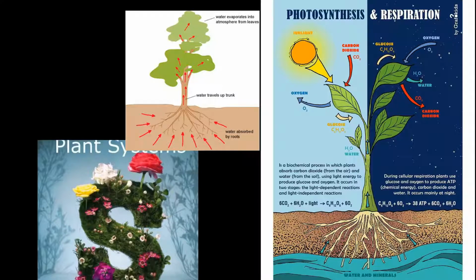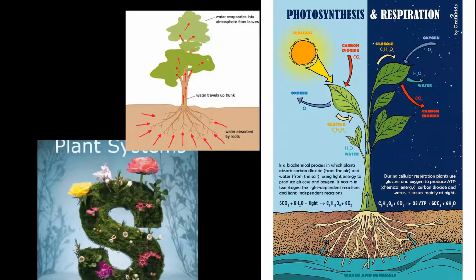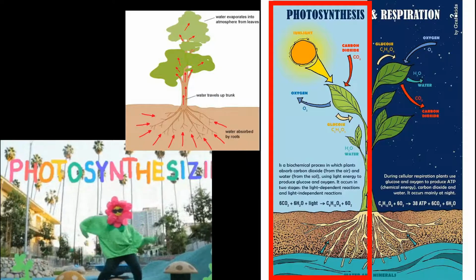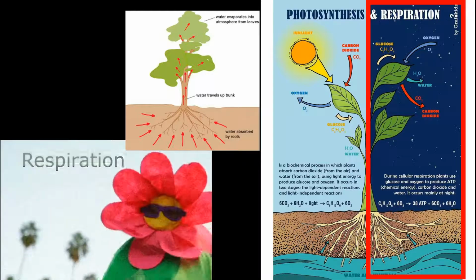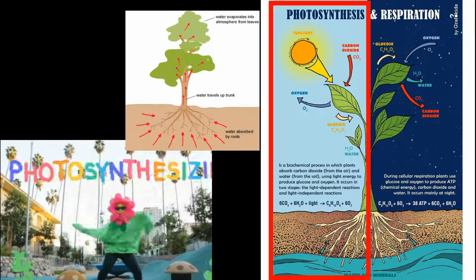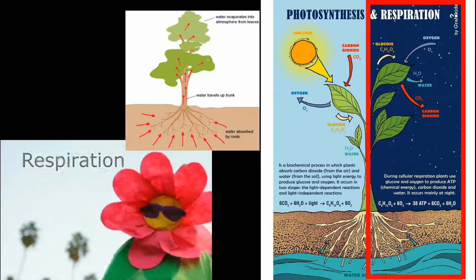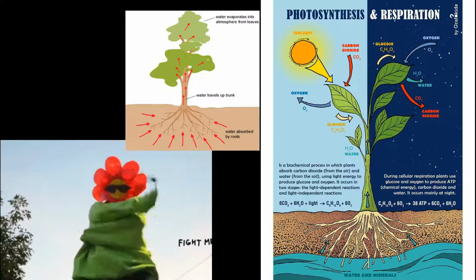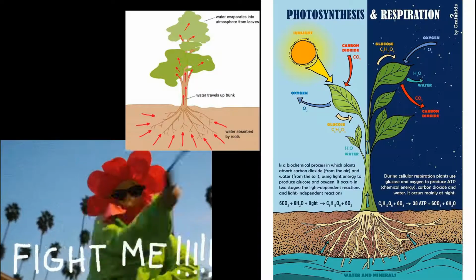Plant systems. What are some plant systems? Some plant systems are photosynthesis, respiration, transpiration.